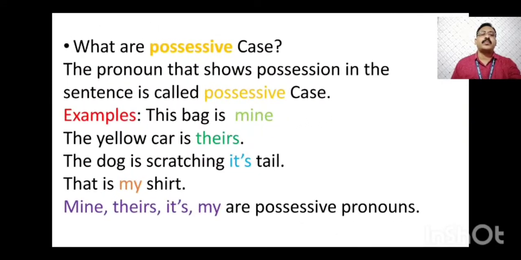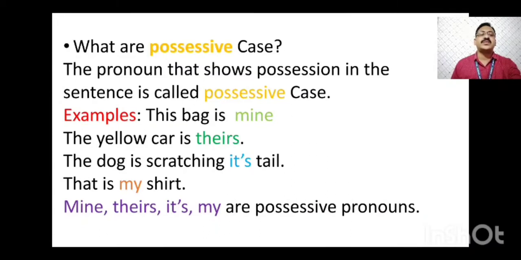What is possessive case? The pronoun that shows possession in the sentence is called possessive case. Examples: this bag is mine, the yellow car is theirs, the dog is scratching its tail, that is my shirt. You can see all these pronouns in the above sentences show something belongs to someone.